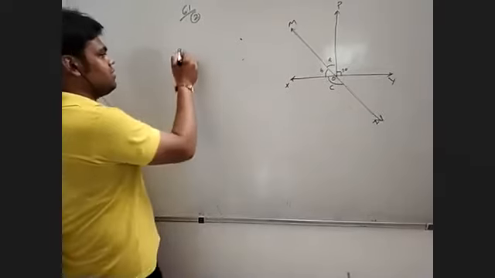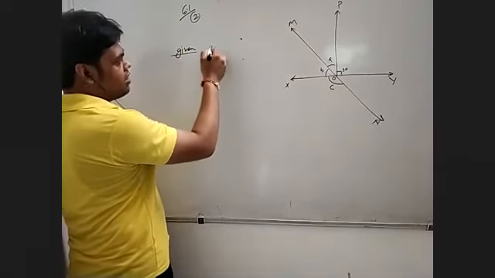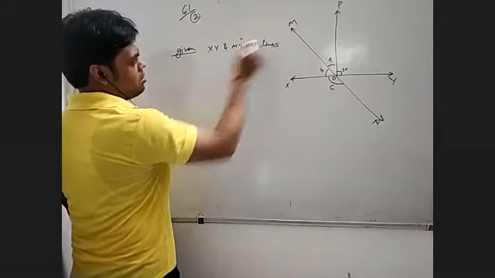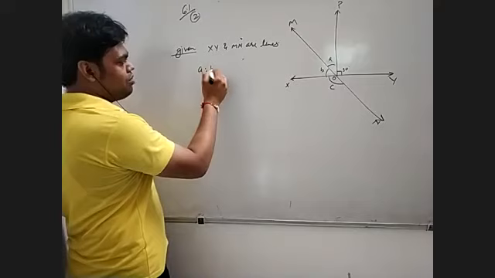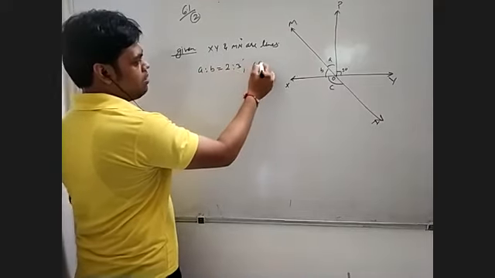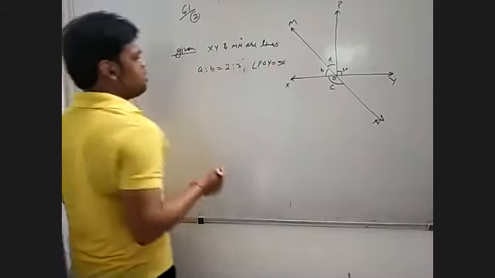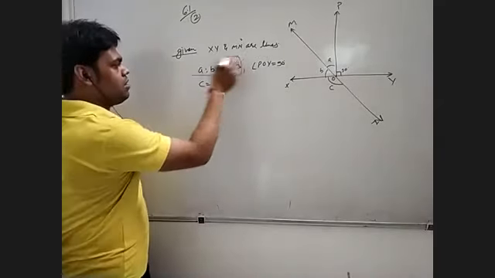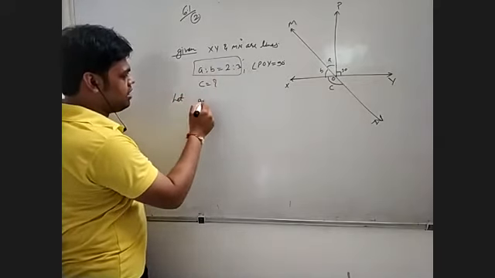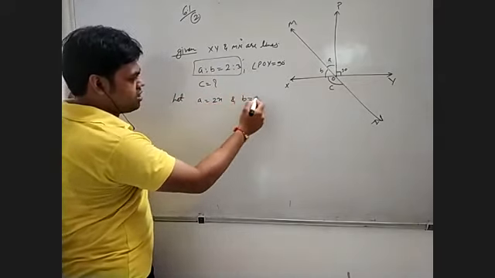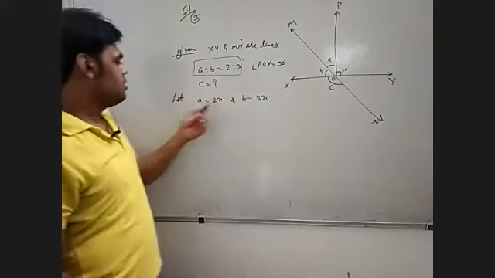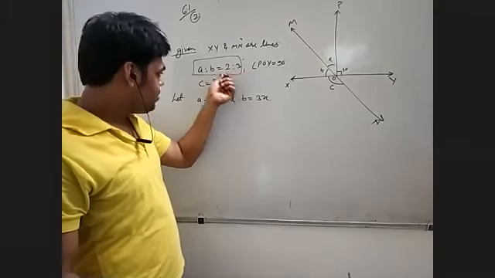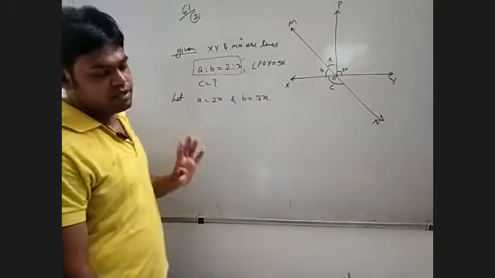So in the given section, what do we write? XY and MN are lines. And the second part: the ratio A to B is given as 2:3, and angle POY is equal to 90. We have to find the value of C. First of all, we assume let A equal 2x and B equal 3x. Why are we assuming this? Because these two are in a ratio, the common ratio should be multiplied with each. So it will be 2x and 3x.